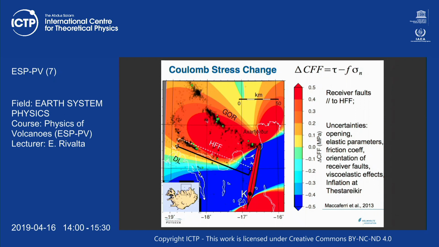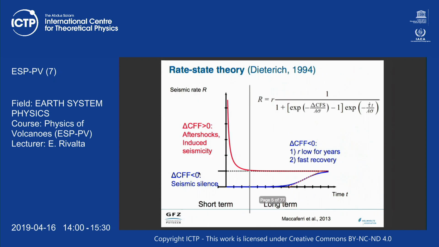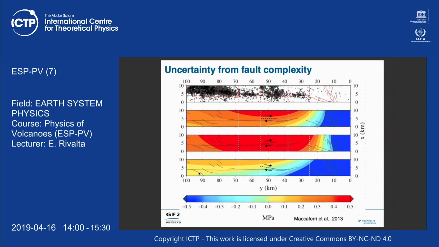Okay, so let's first have a look at this. So this is actually the fault, and in this figure you can see what happens to the Coulomb stress calculation if you rotate the fault just by a little bit. So you have a lot of uncertainties when you have these calculations.